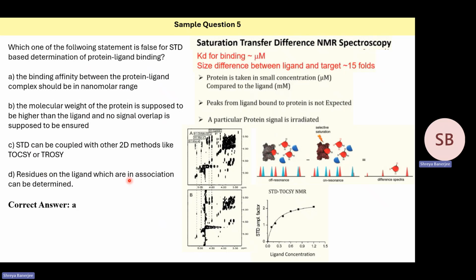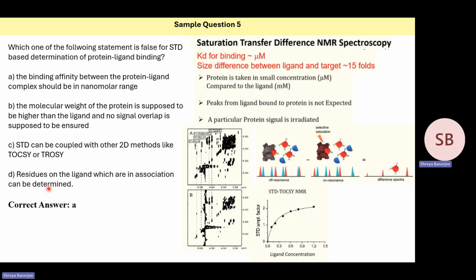Finally, the residues on the ligands which are in association can be determined. You can see an example here. When you take the spectra without irradiation and with irradiation and take the difference, suppose these 3 hydrogens shown here are binding to the protein. So you will only see peaks of those 3 hydrogens in the STD NMR. So indeed, the residues which are binding or which are in association can be determined using STD-NMR.